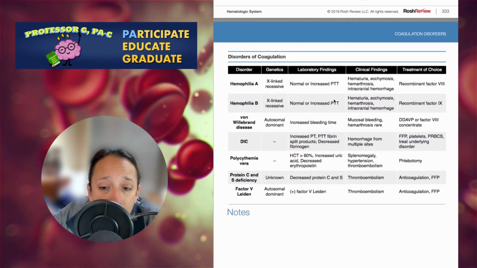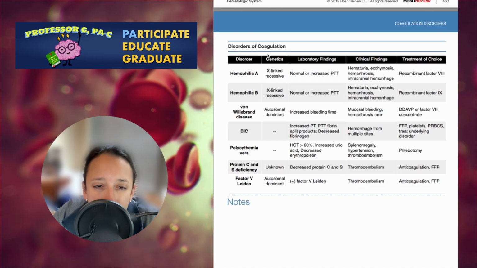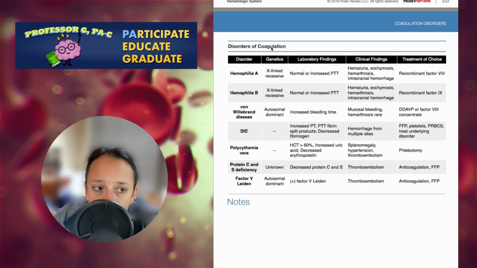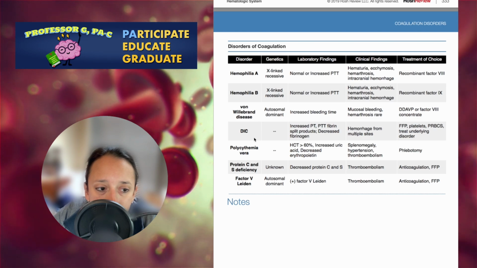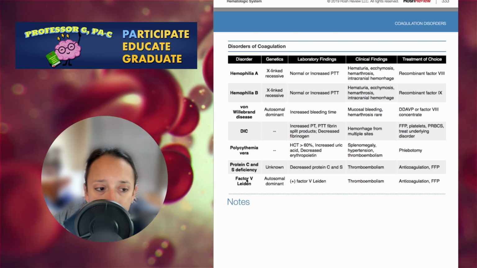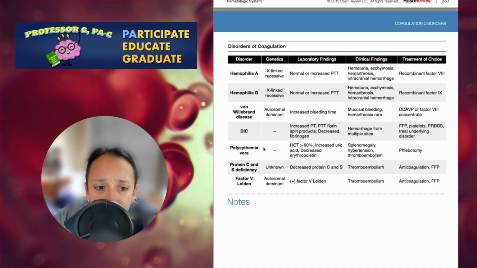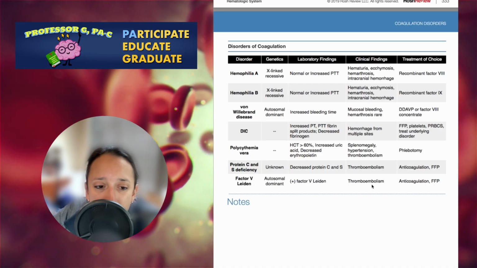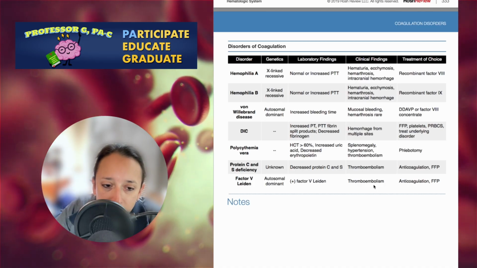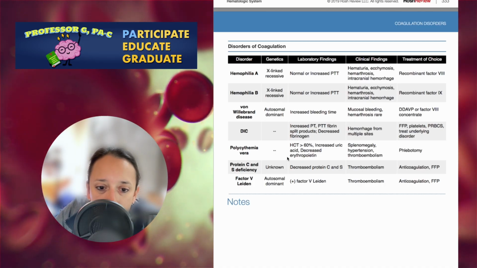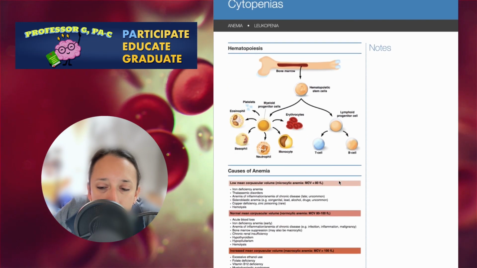Okay. Moving on to this little chart here, we have a nice little wrap-up chart of the different disorders of coagulation. We've already talked about hemophilia A, B, von Willebrand, DIC. We have not talked about polycythemia vera, protein C and S deficiency, and factor V Leiden. I would just go through here and be vaguely familiar with them to differentiate the two or three of these from one another. All right, moving on.